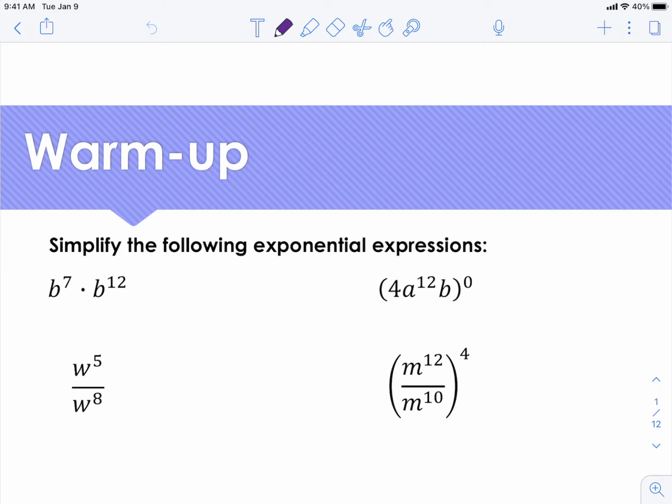So if you want to, pause these problems or pause on each slide, try the problems out, and then see how I do it to check your work or if you get stuck. All right, so some warm-up type problems.